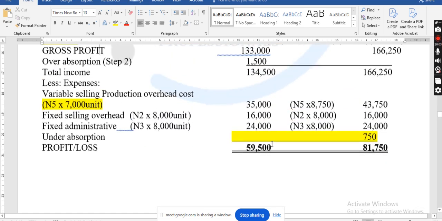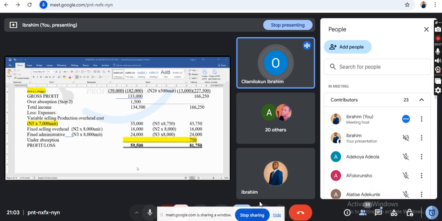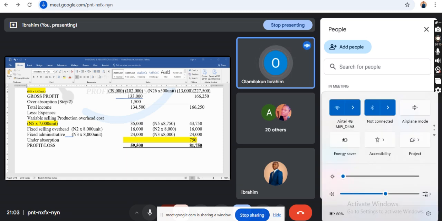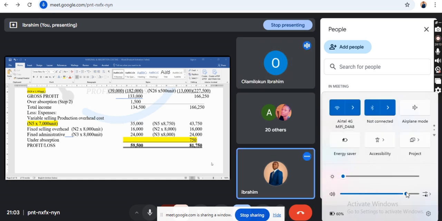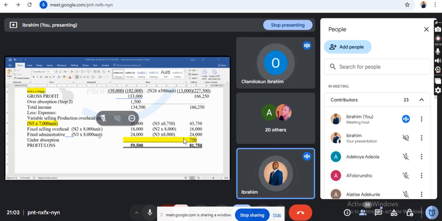Okay, thank you very much, boss. My question before you move on is how do you get that 8,000 units under overhead? How do you get to 8,000 units?